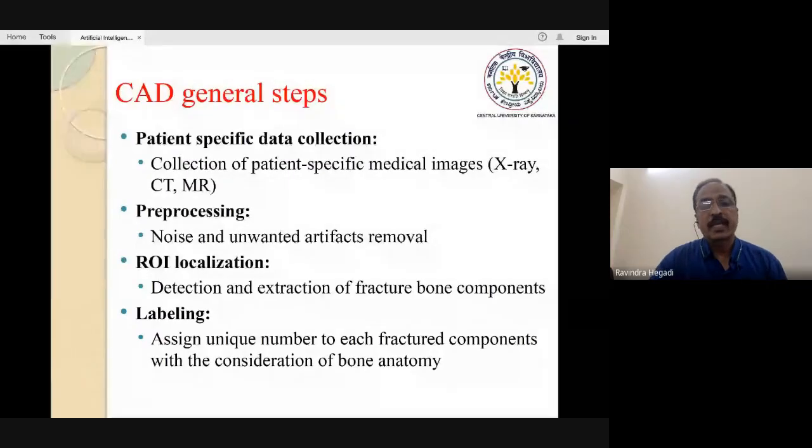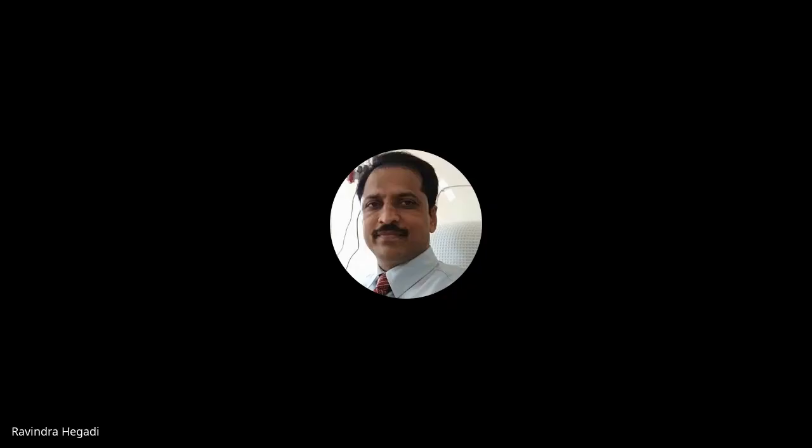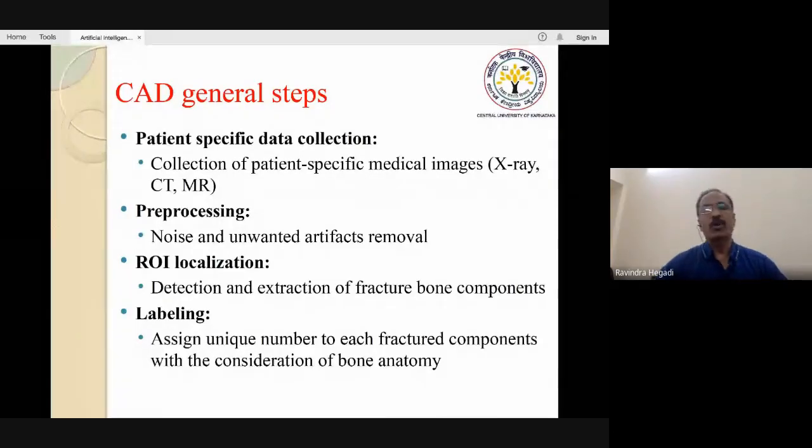The collection of patient-specific images is required, where you may collect X-ray images or CT scan images. You must have either an X-ray image, CT image, or MRI image. If you want to go for 3-dimensional analysis, then you have to go for CT and MRI. If you want to analyze 2D images, then X-ray images are sufficient. Once you collect the images, you need to perform pre-processing.